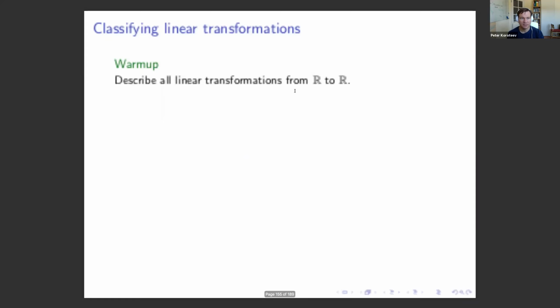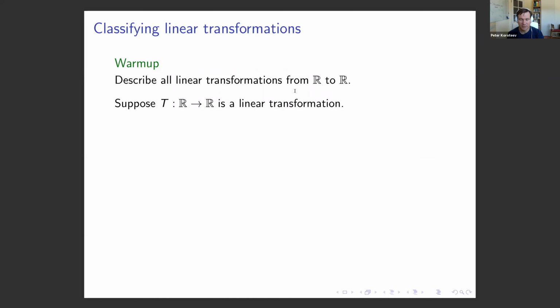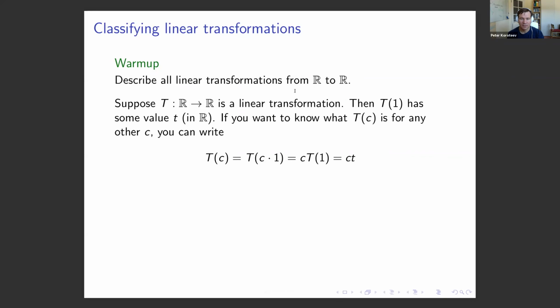First, describe all linear transformations from R to R. Say T is a linear transformation from R to R. Then T of 1 has some value t in R. If you want to find what T of c is for any value of c, then you can write T of c is equal to T of c times 1, and then it's equal to c times T of 1, because it's a linear transformation, which is equal to c times t.